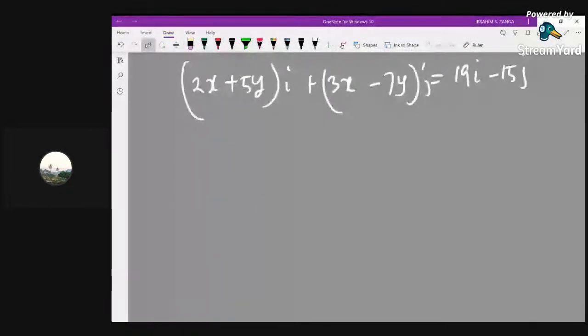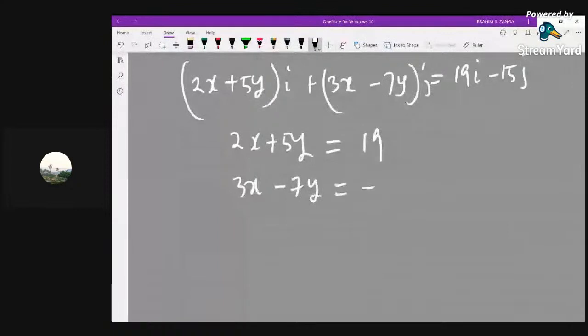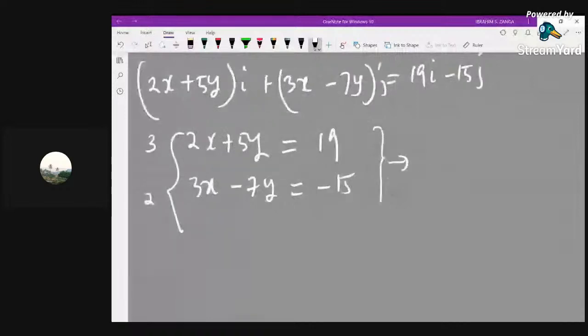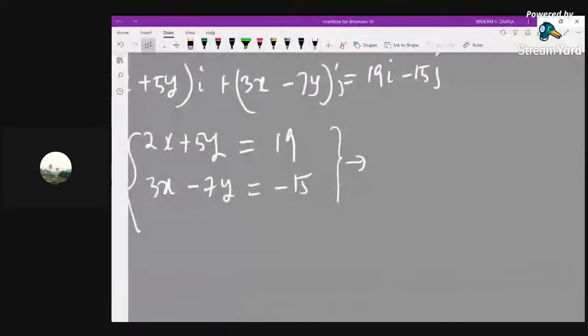So next, now you are going to compare. I'm going to say now that 2x plus 5y equals 19, and also 3x minus 7y equals negative 15. What we do here, we are going to solve it by the elimination method. I'm going to eliminate x, so I'm going to multiply the first by 3 and the second by 2, and we are going to have this kind of equations.